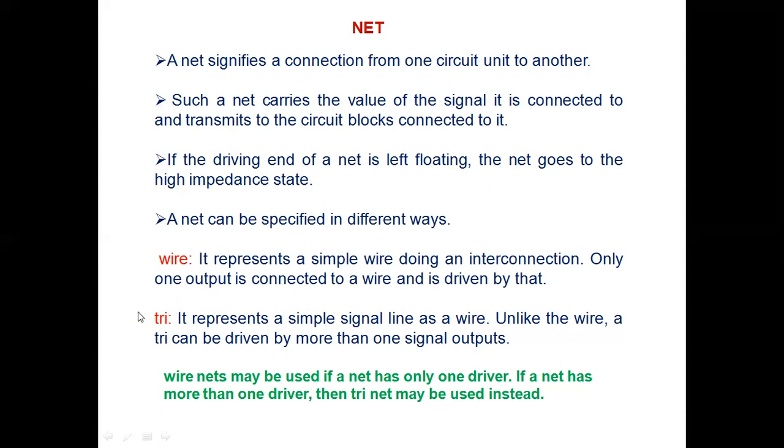Wire nets may be used if a net has only one driver. If a net has more than one driver, then tri net may be used instead. I think you got more clarity from this statement. Once again, wire nets may be used if a net has only one driver. If a net has more than one driver, then tri net may be used instead. This is about the net data type.